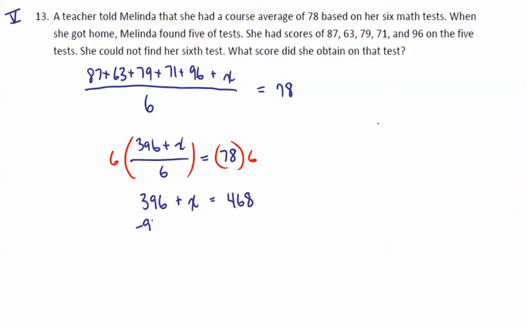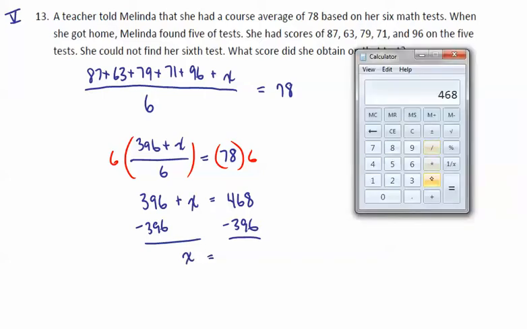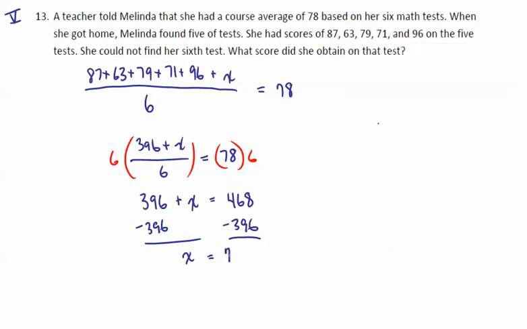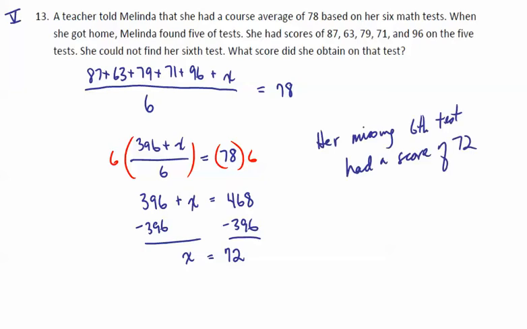Subtracting 396 on both sides, we end up with x is equal to 468 minus 396, which is 72. So that must mean that her missing sixth test had a score of 72.